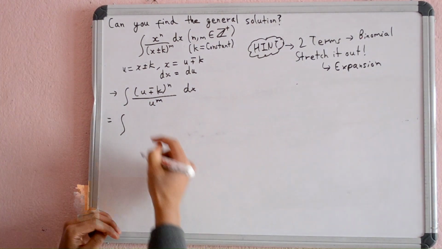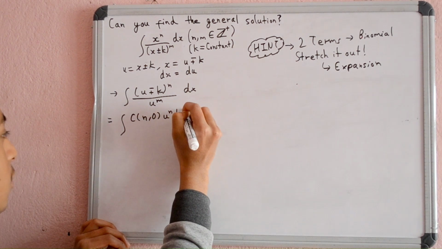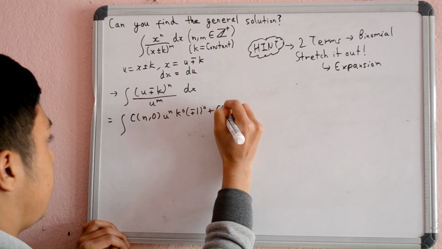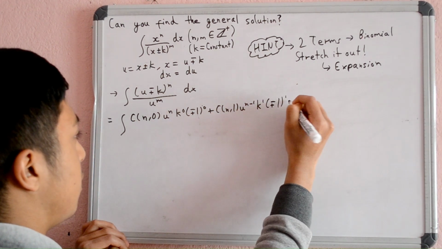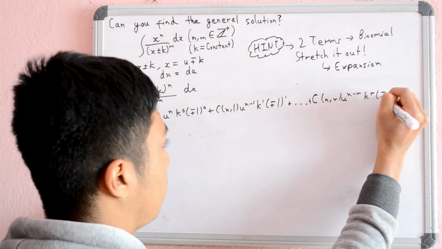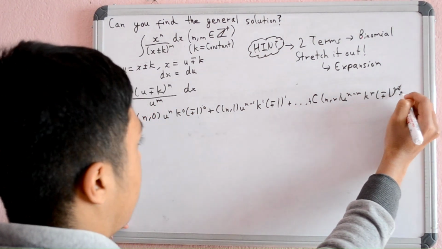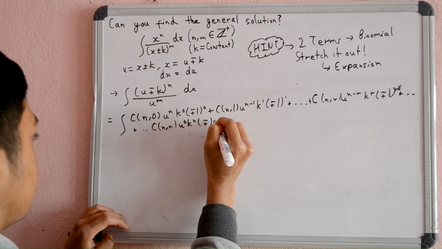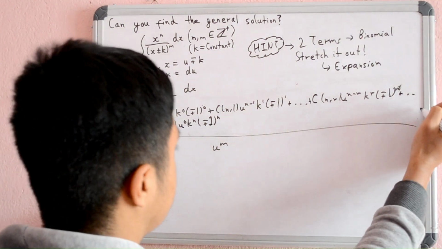u minus plus k. So first we'll have C(n,0), n is just the power, u to the power n, k to the power 0, minus plus 1 to the power of 0, plus C(n,1) u to the power n minus 1, k to the power 1, minus plus 1 to the power 1, plus all the way, for the general term, C(n,r) u to the power n minus r, k to the power r, minus plus 1 to the power r, plus C(n,n) u to the power 0, k to the power n, minus plus 1 to the power n, whole by u to the power m, and of course you'll have a dx outside, so dx.